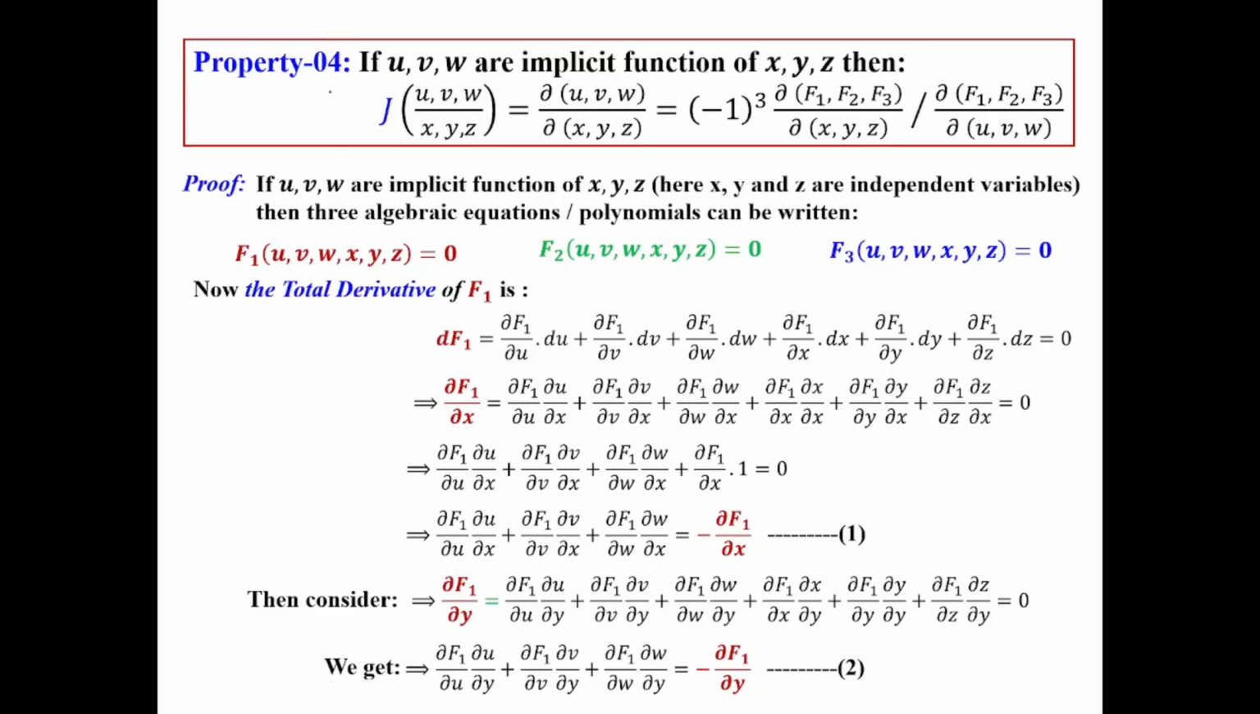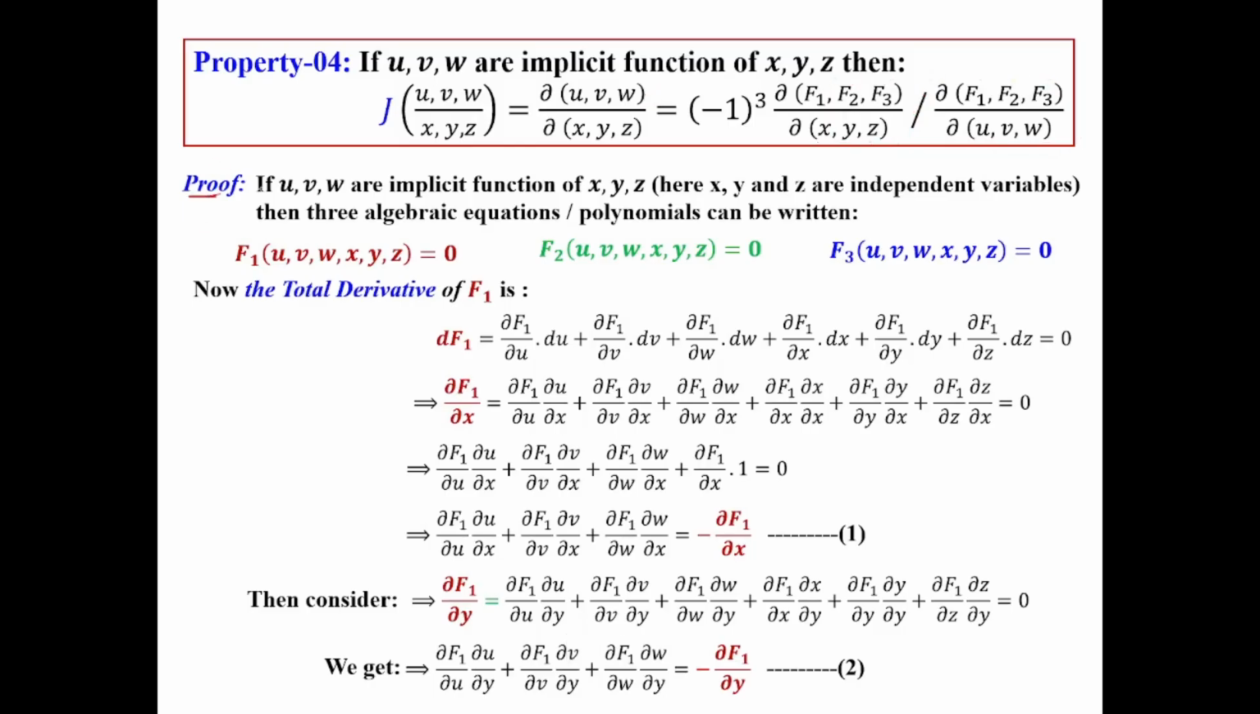Here, this is our fourth property of Jacobian. If u v w are implicit functions of x y z, then the Jacobian of u v w with respect to x y z, or you can write it as del u v w by del x y z, equals minus 1 to the power 3, Jacobian of f1 f2 f3 with respect to x y z, whole divided by Jacobian of f1 f2 f3 with respect to u v w. So let us prove it.